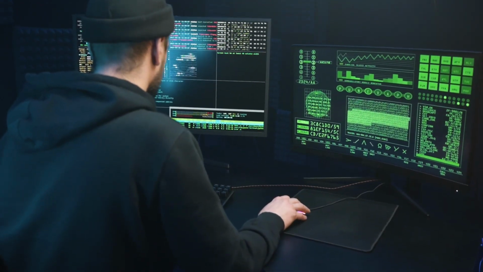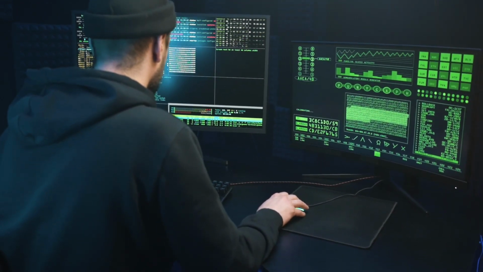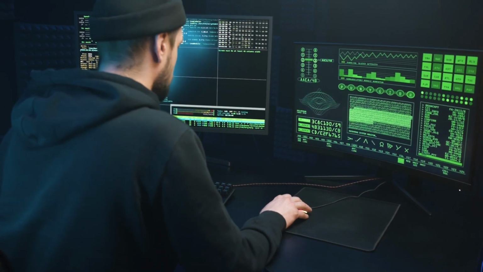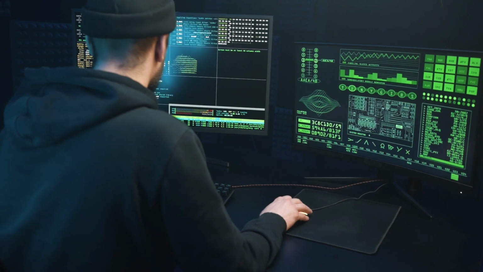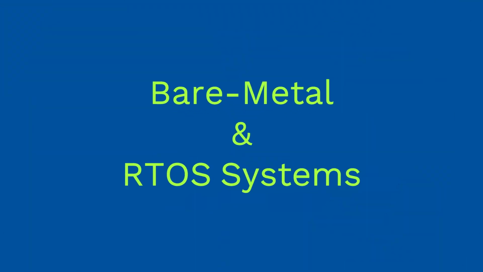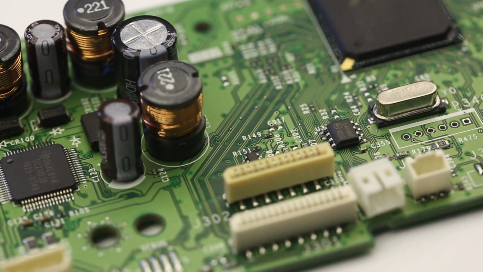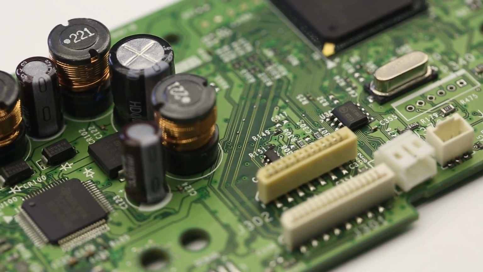Before delving into the necessity of real-time operating systems, RTOS, in the embedded world, let's first differentiate between the two primary systems, bare metal and RTOS. By understanding their distinctions, we can appreciate why RTOS solutions are essential in certain contexts.